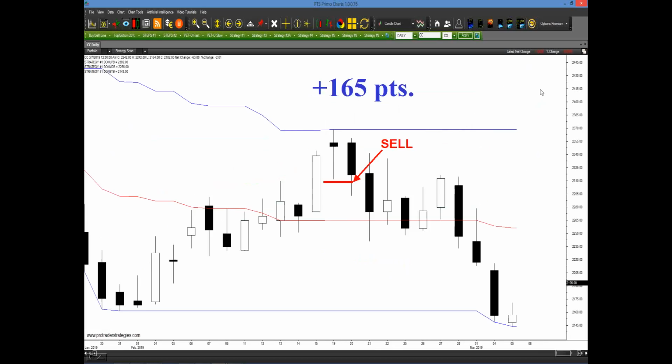Okay. How about cocoa? Nothing changes because we're looking at cocoa. The Donchian channels are headed lower. We wait for a bounce. As price bounces, we have our first bar that is completely above the Donchians. We have our next bar. Here's our entry. And 165 potential points to the downside.